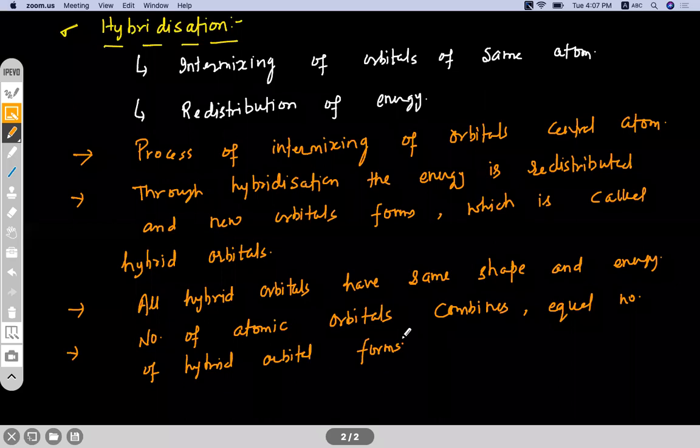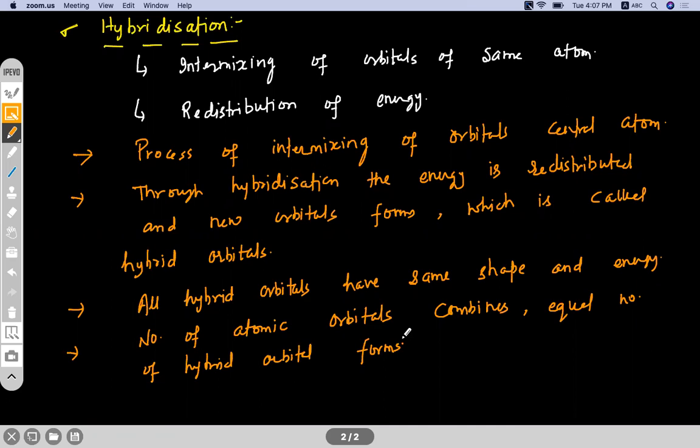Suppose 2 atomic orbitals combine, so 2 hybrid orbitals form. 3, then 3 hybrid orbitals. 4 atomic orbitals, then 4 hybrid orbitals, and so on. We have to discuss one more concept in this chapter, that is molecular orbital theory. There is a basic difference between molecular orbital and hybrid orbital. Hybrid orbitals form when the orbitals of the same atom intermix, but in molecular orbital, we have orbitals of different atoms. That's the basic difference. Did you copy this down, all of you?